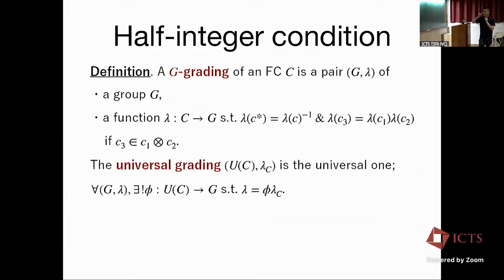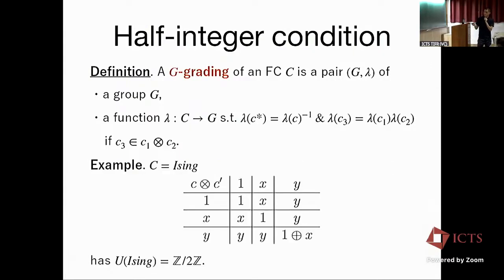And here's the definition of a grading. A G grading of a fusion category C is a pair of a group and a function from this fusion category to the group, such that if you take the dual, which I didn't explain but is well defined in a fusion category, it is sent to the inverse group element. And it is also consistent with the fusion product. And the universal grading is a universal one. This means for any such pair, there uniquely exists a group homomorphism from U_C to G, and this factorizes lambda to lambda_C. This is the definition of a universal grading.